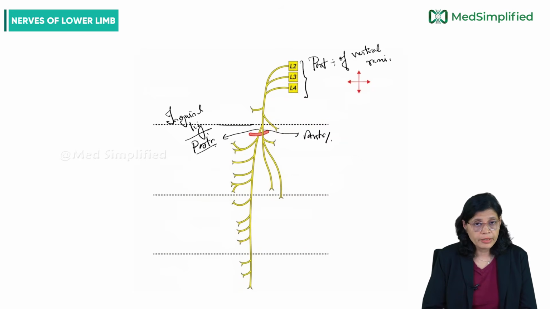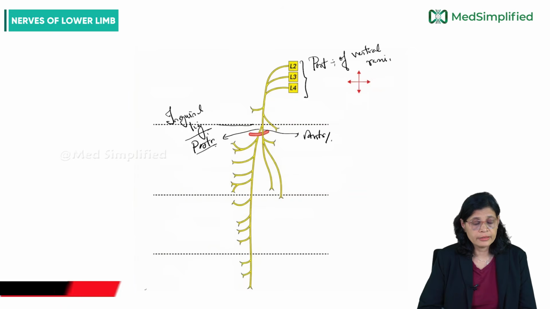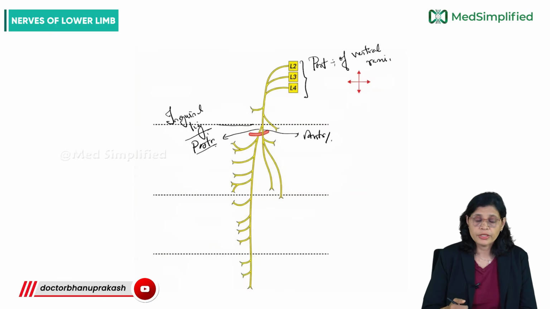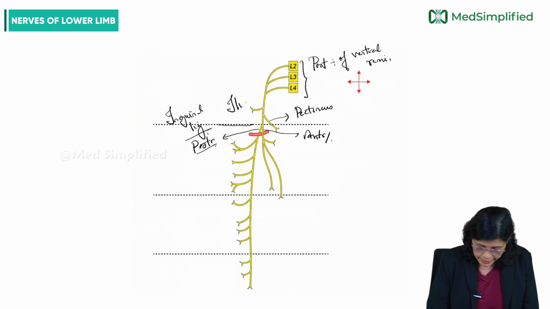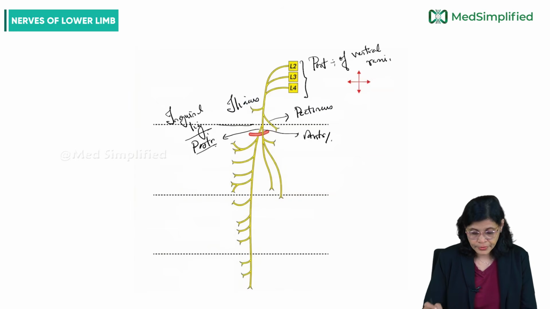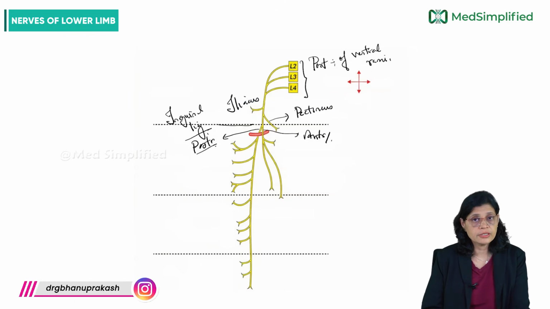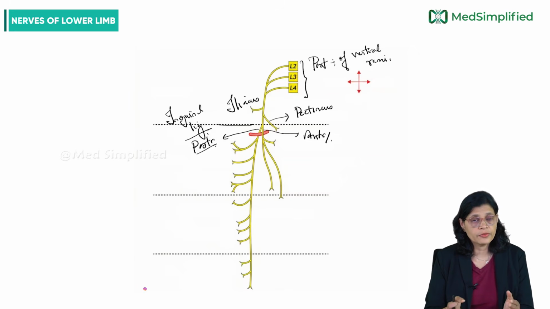So in the abdomen, before it enters the thigh, so in the pelvis, it will give 2 branches. One is the branch to the pectineus here, and here it supplies the iliacus muscle. So these are the 2 branches it gives in the pelvis before it enters the thigh.